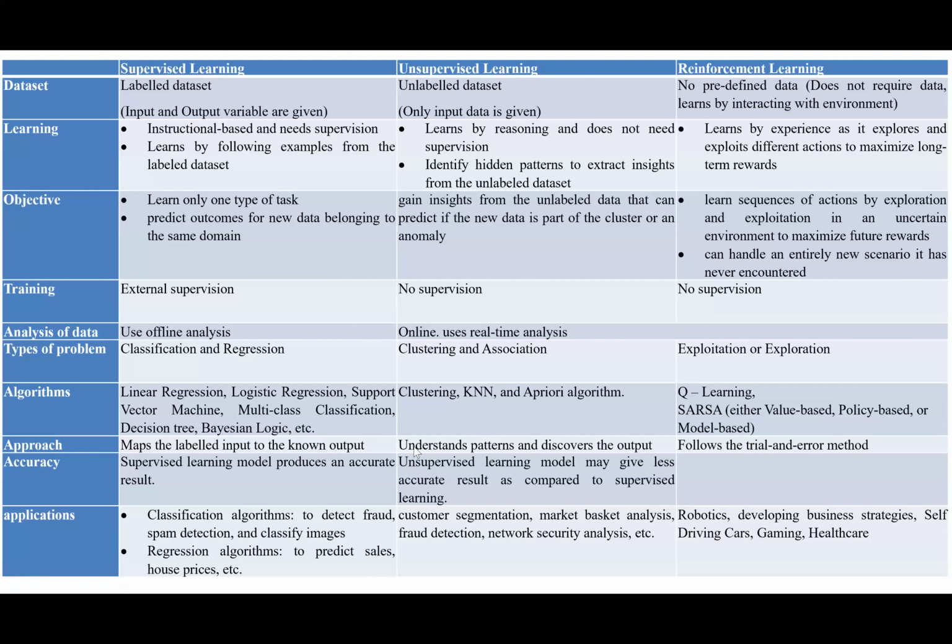In unsupervised learning, the approach understands patterns and discovers the output. The machine itself has to learn the patterns. It has to find the trends. It has to find the patterns. And then it learns and discovers that output. Initially there are no classes, but as it learns, it creates the clusters. It creates the groups, categories.